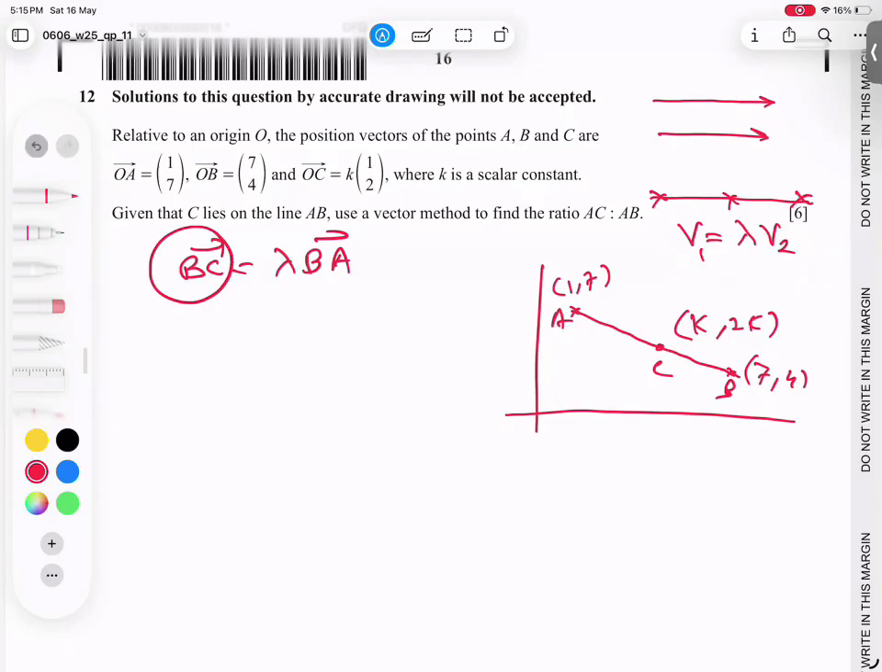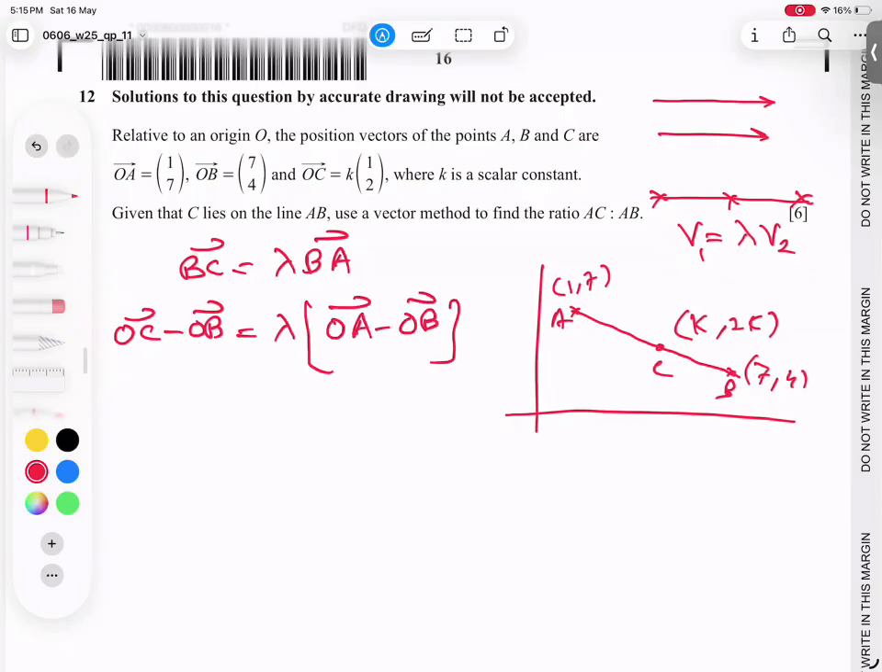And how to expand it? OC minus OB, lambda outside. How to write it? Where the vector is ending, that becomes the start, and where the vector is starting, that becomes the end. So how to write it? OA minus OB. Now OC, I'm writing now OC, then OB, then OA, and then OB.